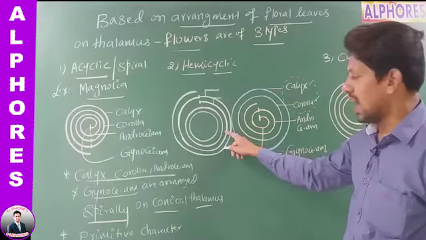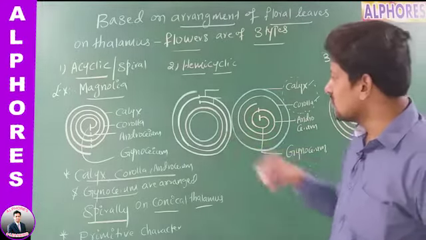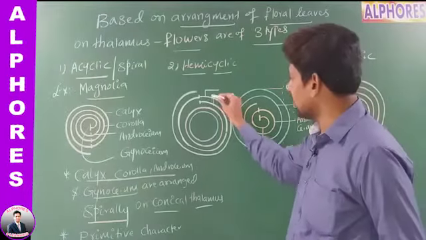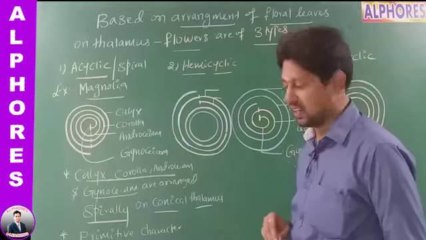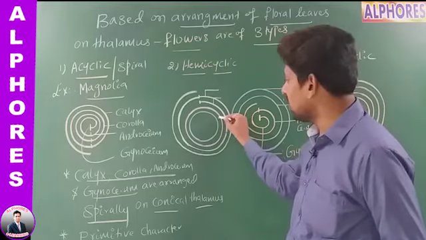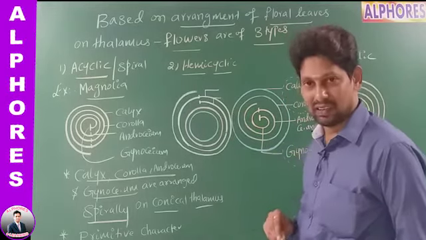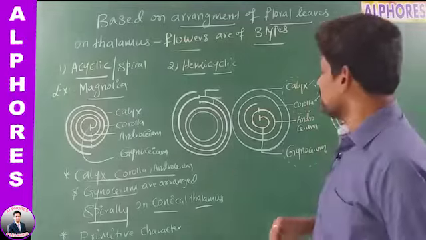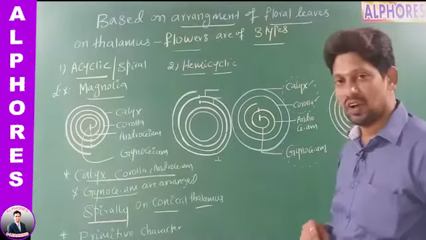Now see this diagram. In this diagram, calyx and corolla are arranged spirally, whereas androecium and gynoecium are arranged in a cyclic manner. This is not possible. This diagram is not possible.